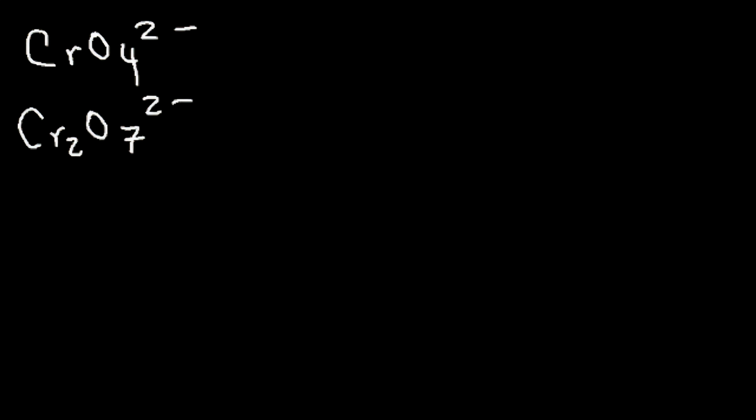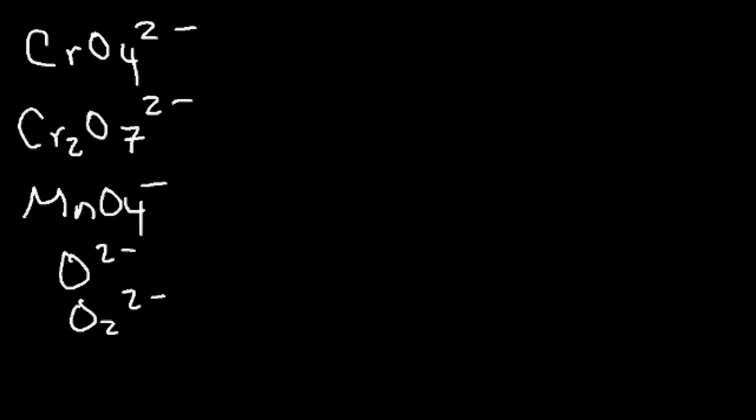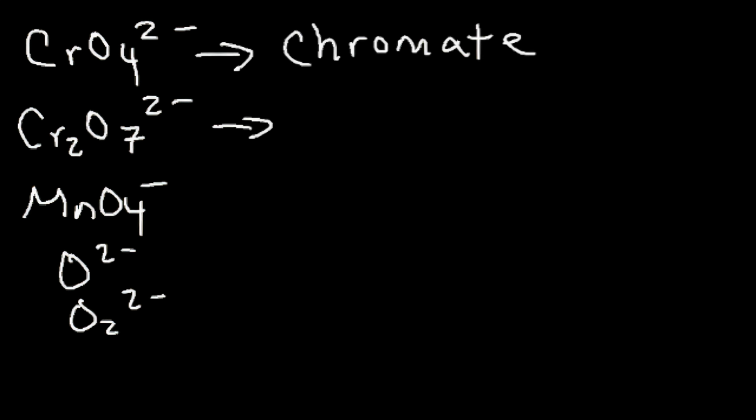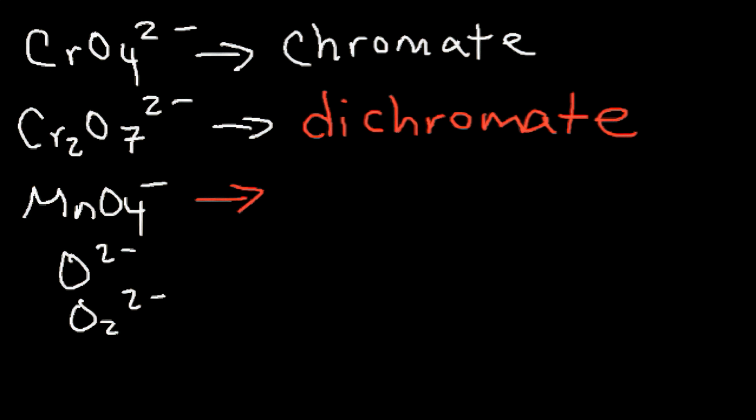But now there's more. What about CrO4 2 minus, Cr2O7 2 minus, MnO4 minus, O2 minus, O2 2 minus? CrO4, this is called chromate. Cr2O7, that's dichromate. And the next one, MnO4 minus, is permanganate.